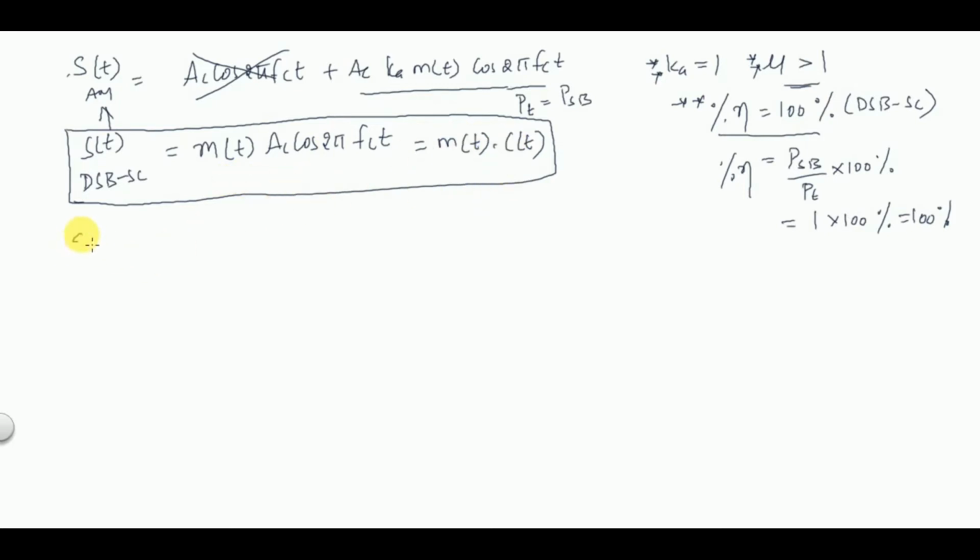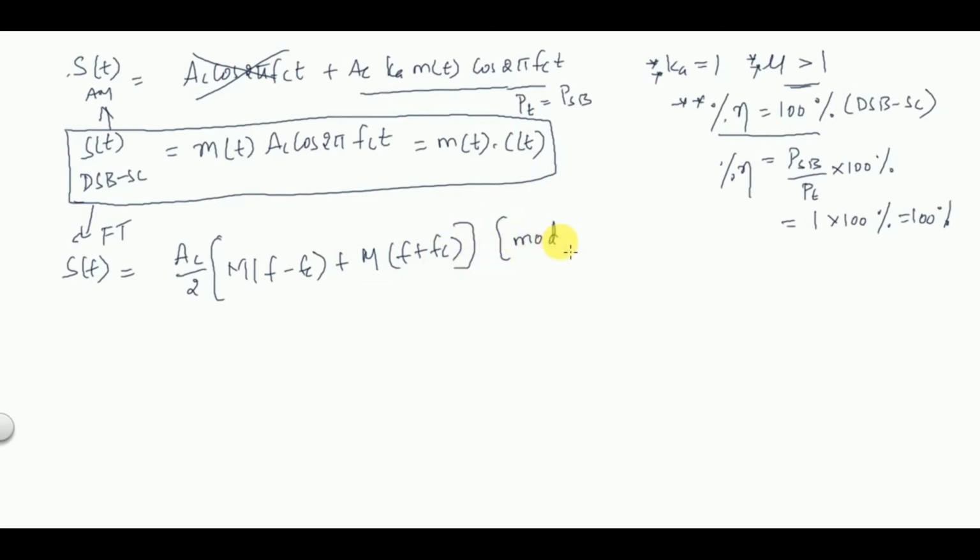So what will be its corresponding frequency domain equation? S of f, that is applying Fourier transform on both sides. S of f is given by AC by 2 into M of f minus FC plus M of f plus FC. Okay, so this is from the modulation property of Fourier transform. The modulation property of Fourier transform states that AC into m of t into cos 2 pi FCT.